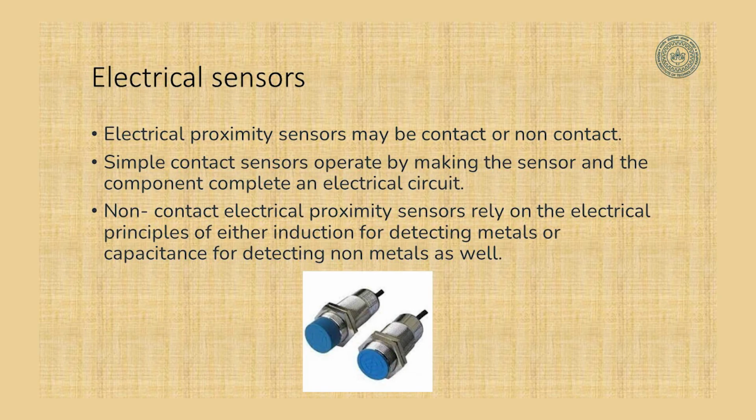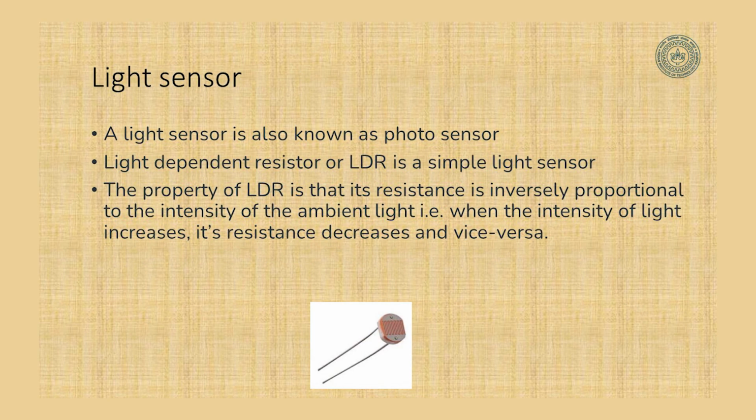Some examples of electrical sensors. Light sensors, also known as photosensors, are an important sensor. A typical one is the light dependent resistor, or LDR. The property of an LDR is that its resistance is inversely proportional to the intensity of the ambient light. That is, when the intensity of light increases, the resistance decreases and vice versa. If there is too much light in the room, its resistance decreases. If there is less light, its resistance increases. So, that is the LDR sensor.